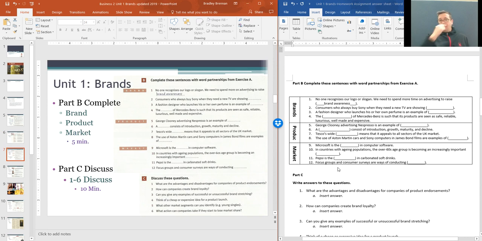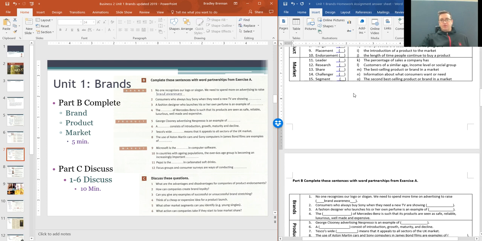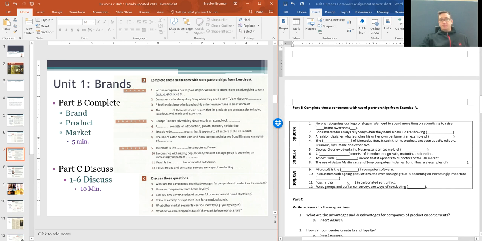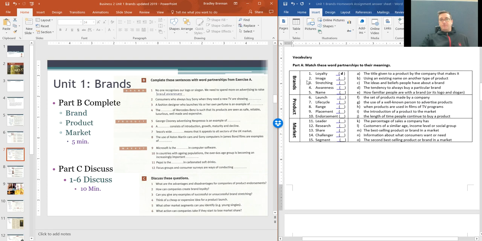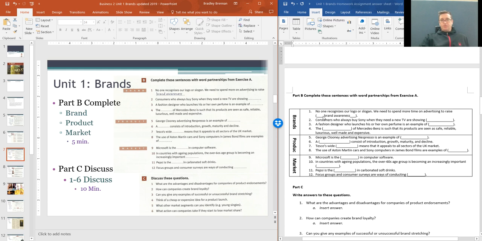Moving on, part B. Complete these sentences with the word partnerships from exercise A. So up here, you saw that brand loyalty was the tendency to always buy a particular brand. So here, you're going to fill in these blanks with these above vocabulary words. For example, no one recognizes our logo or slogan. We need to spend more time on advertising to raise, answer is brand awareness. So fill in for brands, for product.